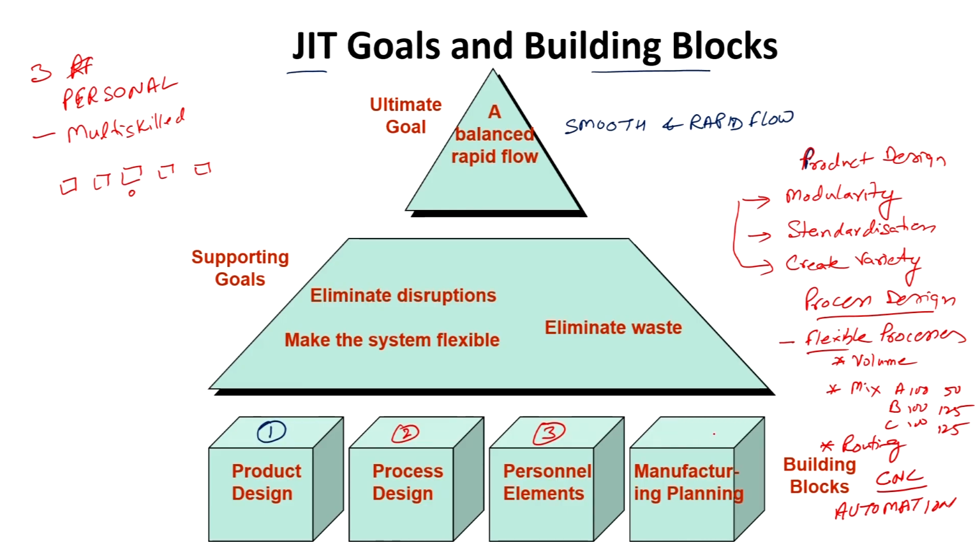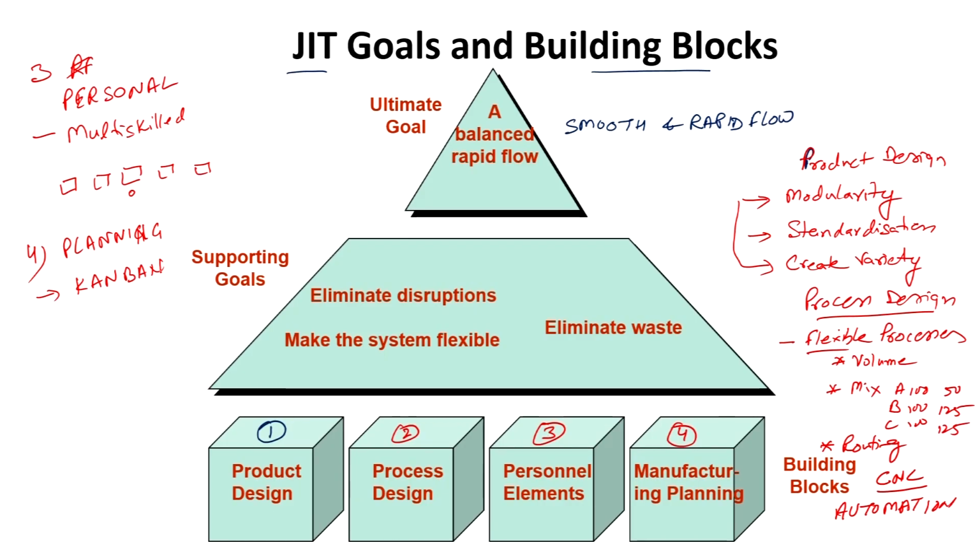Then manufacturing planning. The fourth building block is related to planning. My production planning should be very flexible. It is done through the Kanban system. It is done through the Kanban system. So, we will study that.